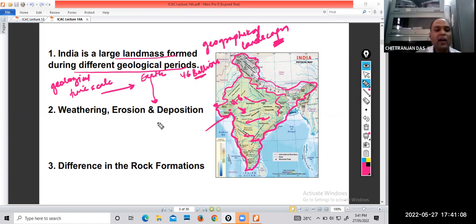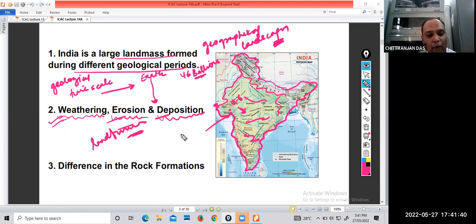Second, we have already discussed these processes: weathering, erosion and deposition. These processes go on simultaneously on the surface of the earth. Because of these processes, different landforms have been created. Therefore there are varied types of landforms in different parts of India.